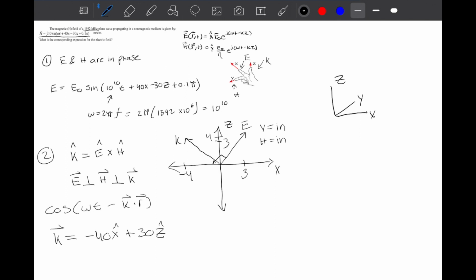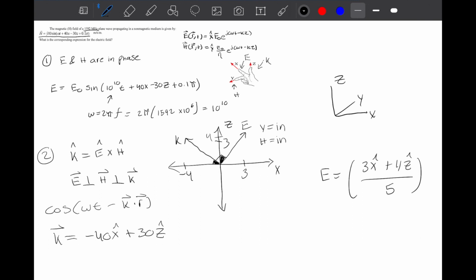Since we also know that this angle is equal to this angle, the tangent of this angle has a 3:4 ratio, meaning that this angle's tangent also needs to have a 3:4 ratio. So since we know E, we can write the E field's direction as E equals 3x plus 4z over 5. We divide by 5 because we only want the direction, not the magnitude. To make this a unit vector, we divide by the magnitude.